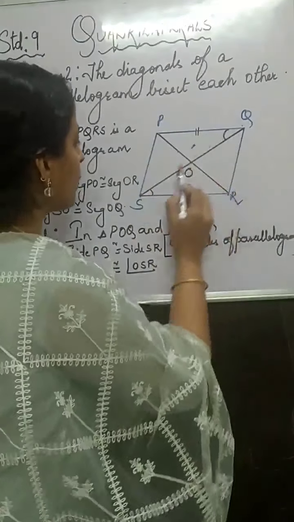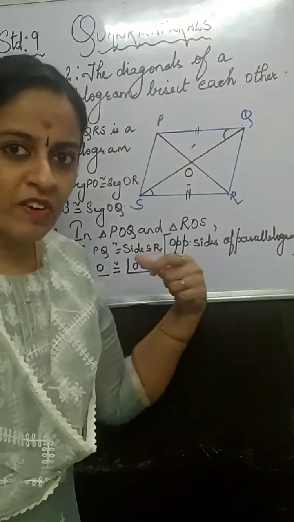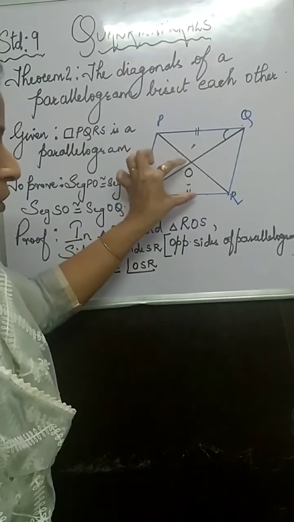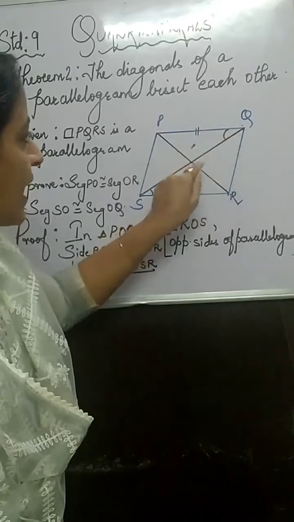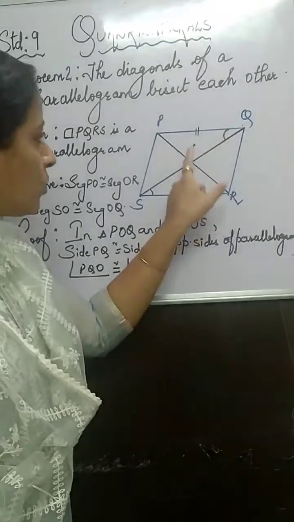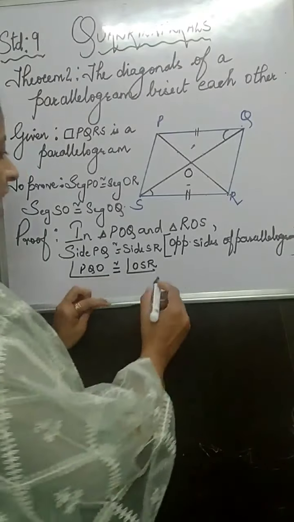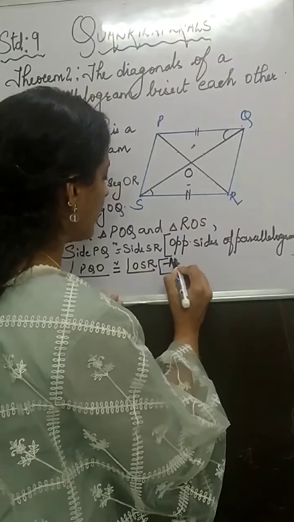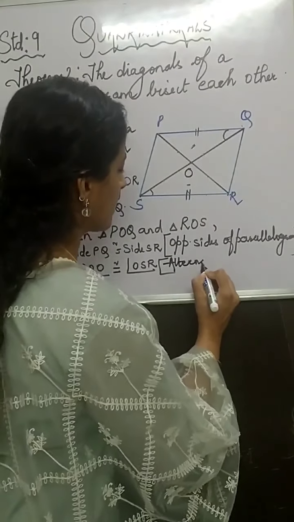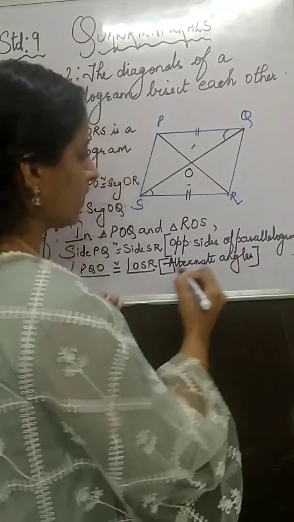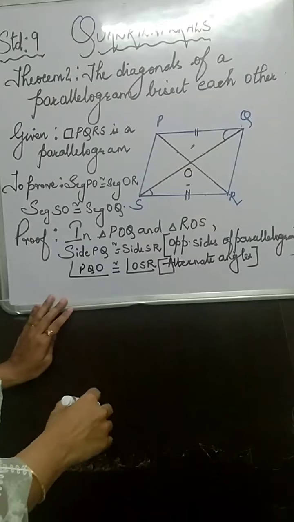Why did I write PQO and OSR? Why didn't I write PQS? Because we have taken the triangles POQ and ROS, so I have limited the angle till O. PQO and OSR. What will you write as the reason? Alternate angles. Write the reason: alternate angles.